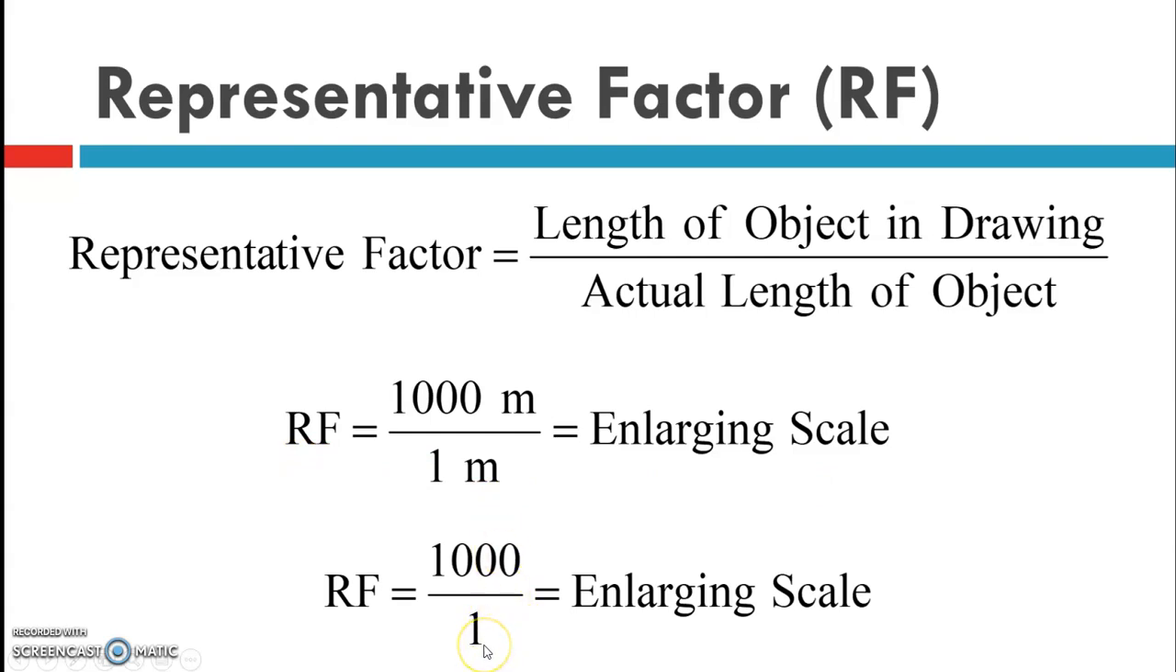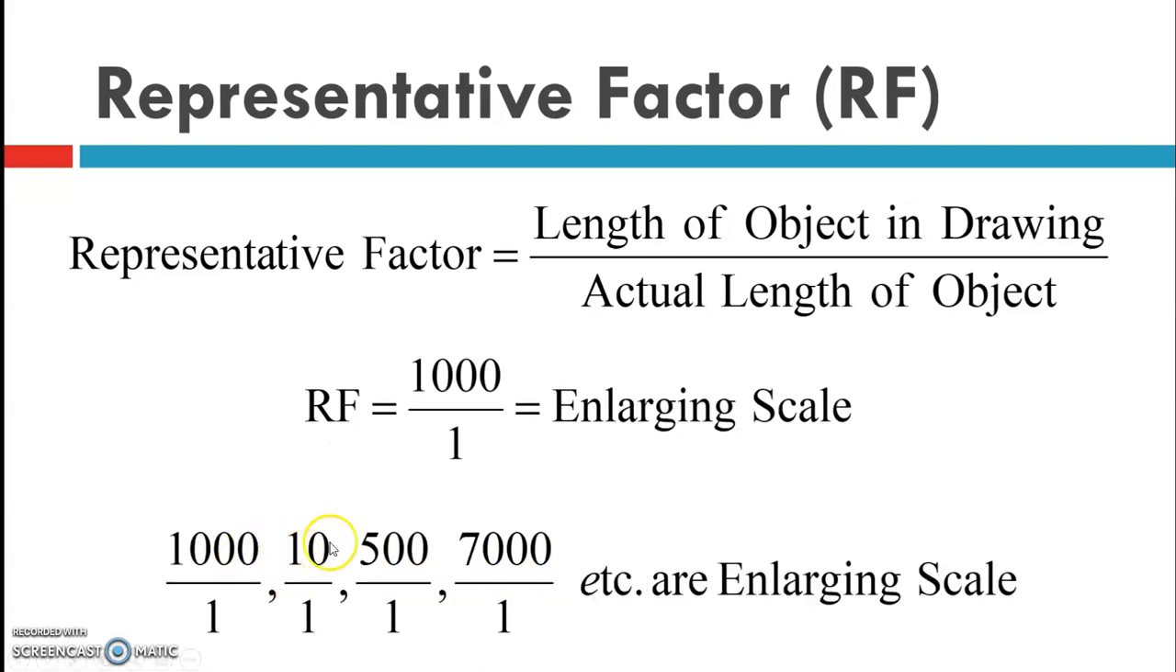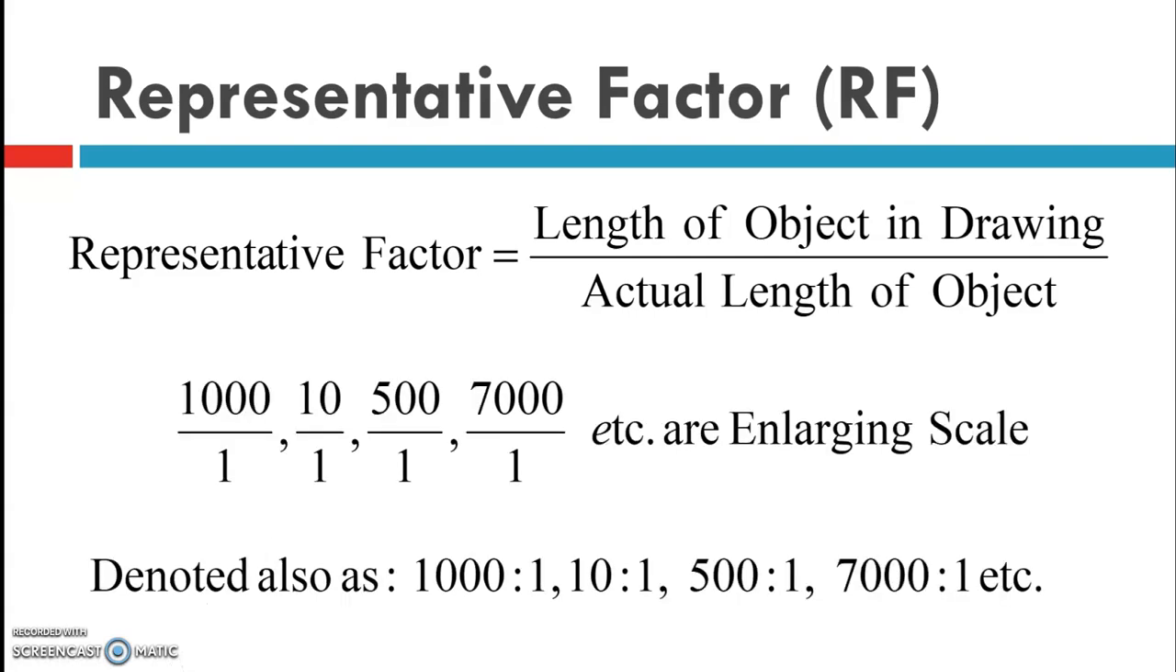1000 by 1. What are the other examples? It can be 10 by 1, it can be 500 by 1, it can be 7000 by 1. So all these are examples of the enlarging scale. And again they are also denoted as 1000:1, 10:1, 500:1 or 7000:1.